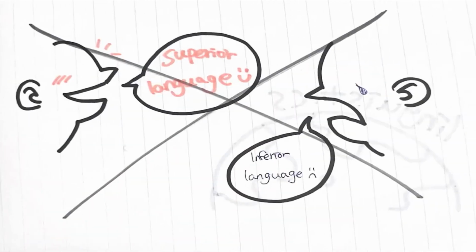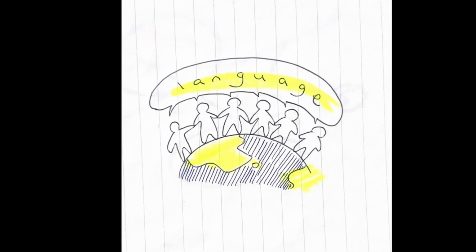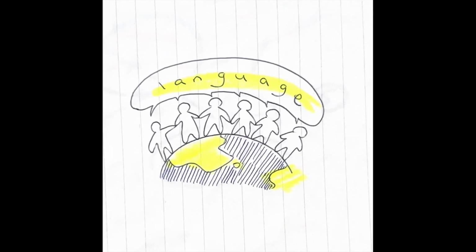But in fact, there is no such thing as superior or inferior language. All languages are equally valuable, and each of us may even be using our own unique form of language without realizing it. Every language is special and every language is equal. And this is one of the most important messages that linguistics teaches us.